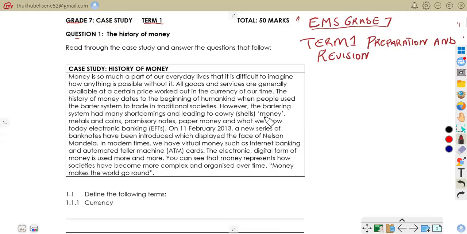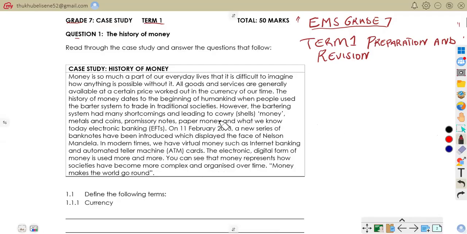Today we are going to be on preparation and revision on grade 7. We are going to do Economic and Management Science grade 7, EMS grade 7, to prepare for the term 1 test that we are going to write. So grade 7, let us be together from the start of this presentation to the end of it.